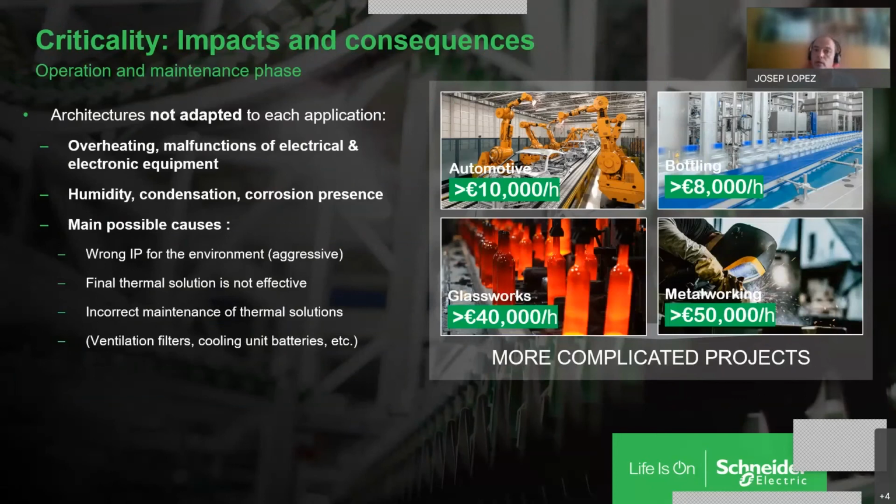If the architectures are not well adapted to each application, we can find overheating, malfunctions of electrical equipment, and maybe humidity condensation, even during the night, that appears and disappears. We can also find other problems, like incorrect maintenance of thermal solutions. So we see different examples, like in automotive industries, bottling, glassworks and metalworking, as examples of the different stopping hours that you could find at an end user site.